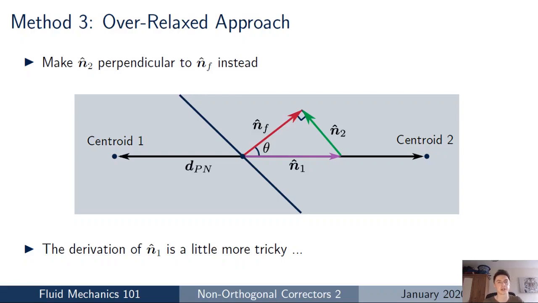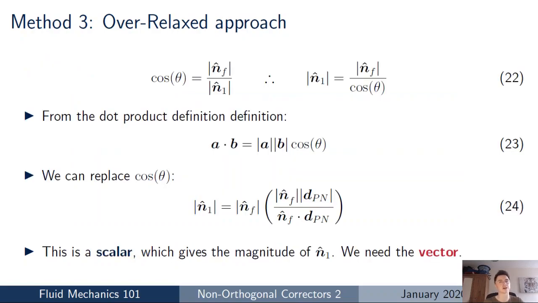Now, if you find this one in the literature, you'll often find that the derivation for n1 is missing, so it can make it a bit confusing to see how they've arrived at the expression they have. But I'm going to give you the full derivation here, because I managed to work it out. If we start by thinking of that triangle and looking at the angle theta, then cos theta will be the magnitude of nf divided by the magnitude of n1, and we can rearrange that in equation 22 to get the magnitude of n1. And as before, I like to use the same trick using the dot product definition to eliminate cos theta, and that allows us to arrive at equation 24.